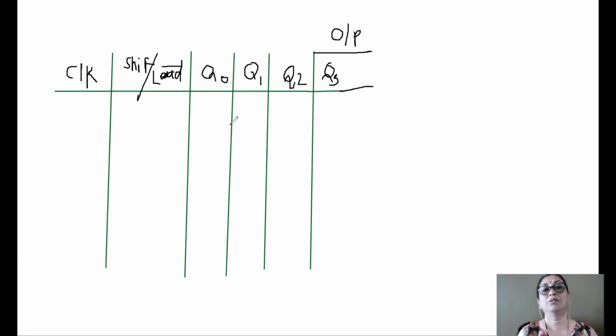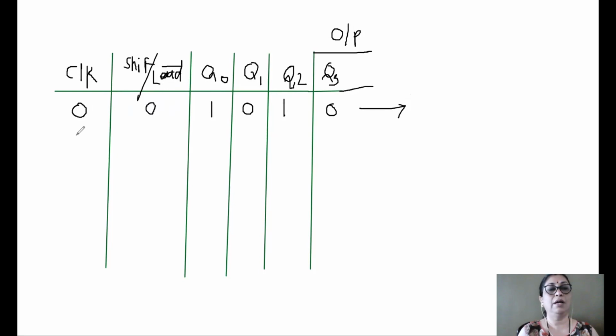Now how does this work? When your shift/load is at 0 and you apply a clock pulse, then data will be loaded. For example, I have taken data to be equal to 1010. So data will be loaded into the shift register. At this time, LSB is outputted. So this is your output.